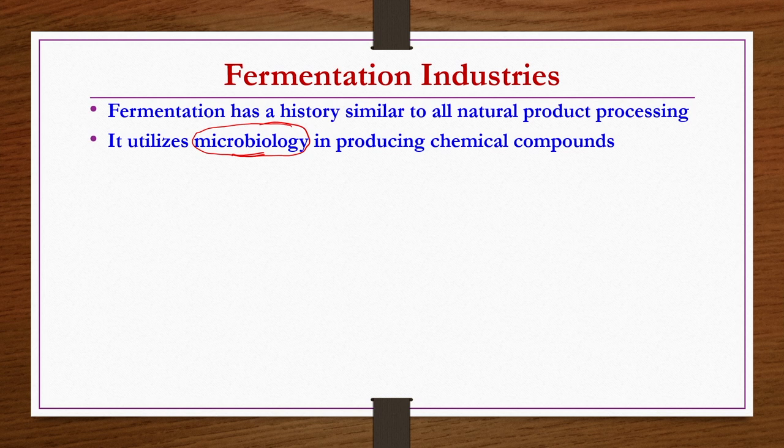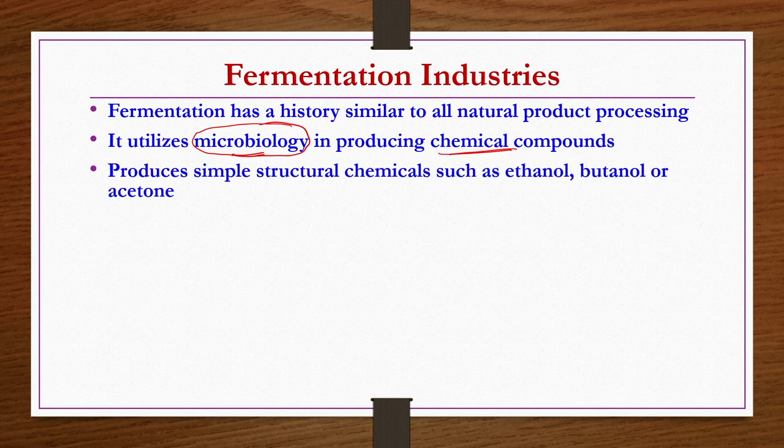When you feed these bacteria, yeast, etc. with high energy content food along with some nutrients if required, these microorganisms not only grow in number and size, but they also produce new chemicals, right? So, producing chemical compounds is what it does. It produces simple structural chemicals such as ethanol, butanol or acetone. Alcohol production by fermentation has been known for centuries.